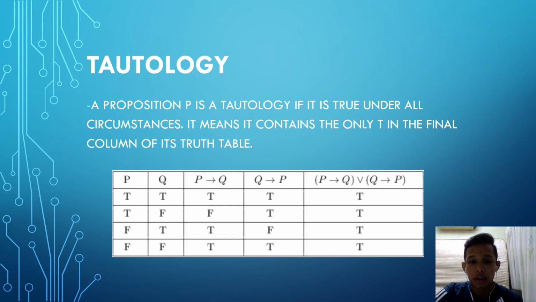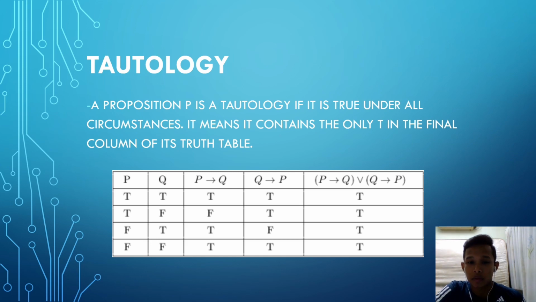So let's look at P implies Q. When P is true and Q is false, then the statement P implies Q will become false. Otherwise, when P is false and Q is true, then the statement P implies Q will become true. Next, we look at the column Q implies P. So when P is true and Q is false, then the statement Q implies P will become true. Otherwise, when P is false and Q is true, then the statement Q implies P will become false.